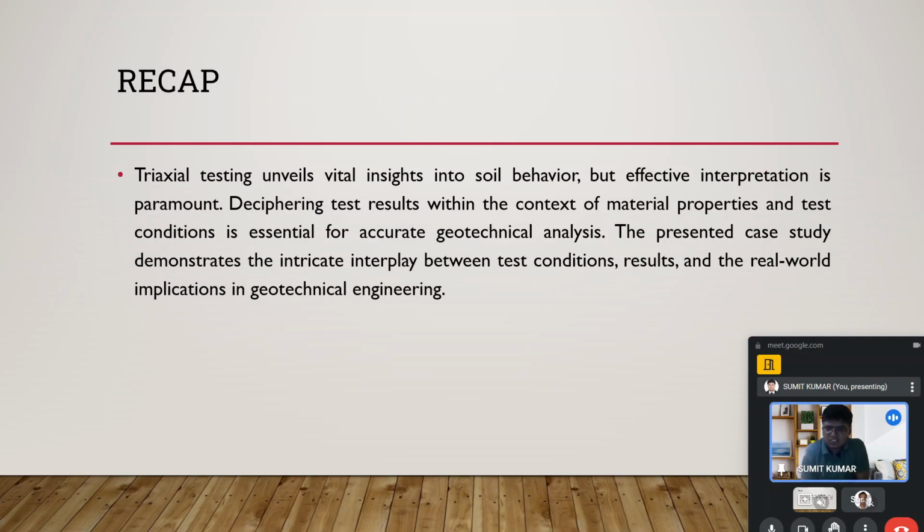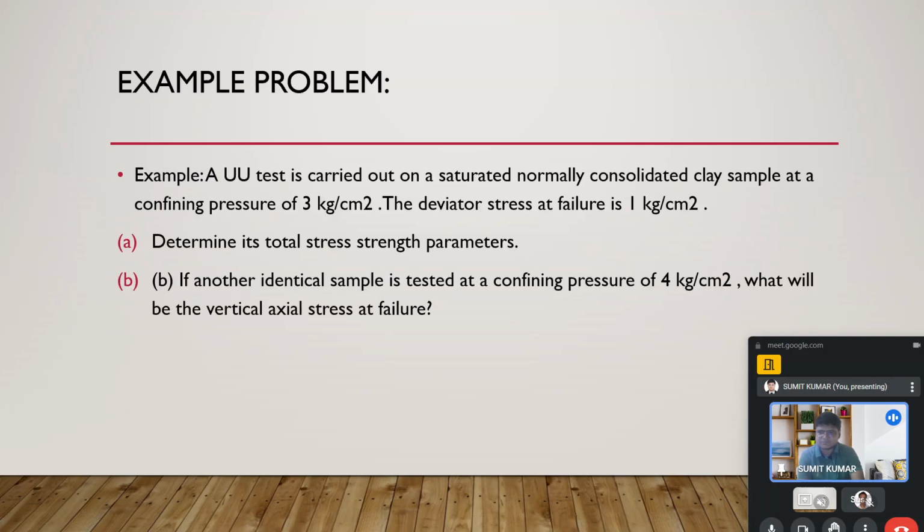On the recap of this section, the triaxial test unveils vital insights into soil behavior, but effective interpretation is of paramount importance, and we need to take care of that. Several case studies also demonstrate that the triaxial test is irreplaceable, and it is being developed with time by the use of modern technology.